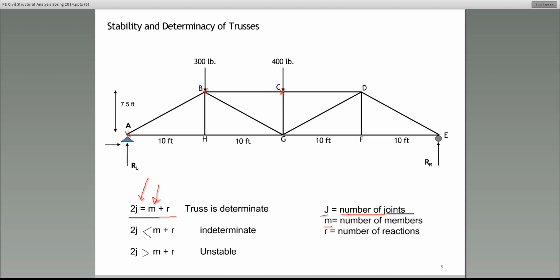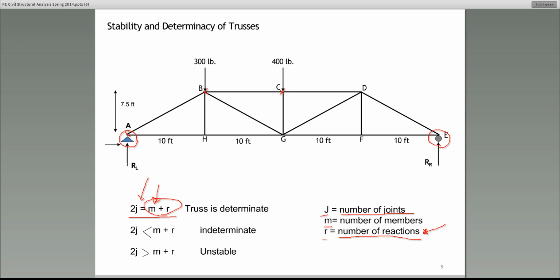Now, what about R? R is the number of reactions. Guys, these are the number of unknowns, number of reactions at the supports. So let's take a look. Where are the supports? One support is at A, and that's a pin support. Pin support has two reactions. And then at E, we have a roller support. There's one reaction. So the total number of reactions, lowercase r, would be what? 3. Okay, very good. The right-hand side of this equation, m plus r, is 13 plus 3. I get 16, all right?